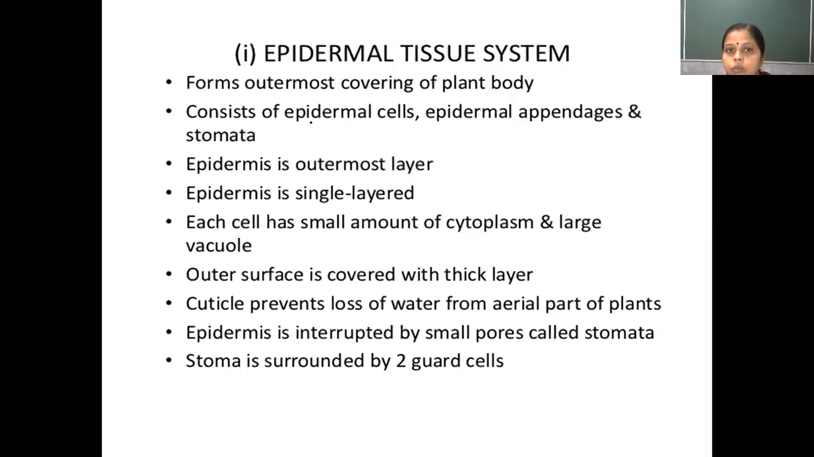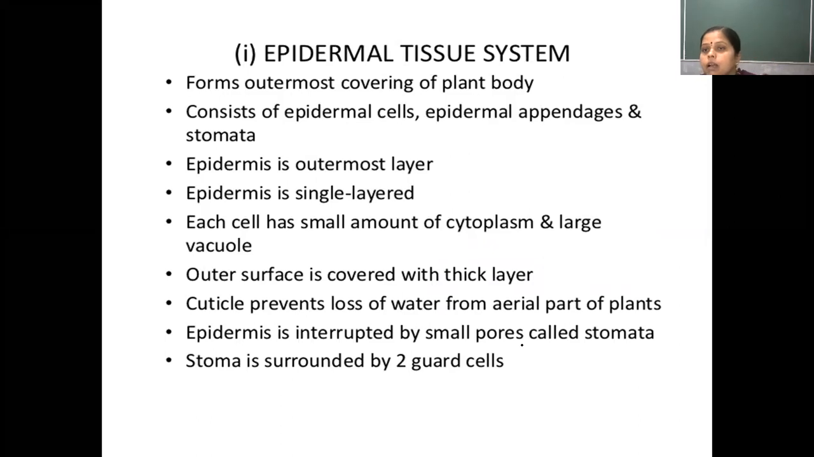So what is this epidermal tissue system then? It is the outermost covering of the plant body, made up of epidermal cells, epidermal appendages, and stomata. These are made up of a single layer of cells with a small amount of cytoplasm and a large vacuole. Next, cuticle prevents the loss of water from aerial parts of the plants. Epidermis is covered by a hard layer called the cuticle, which avoids the loss of water. Epidermis is interrupted by small pore-like structures called stomata. The structure of stomata is also important.